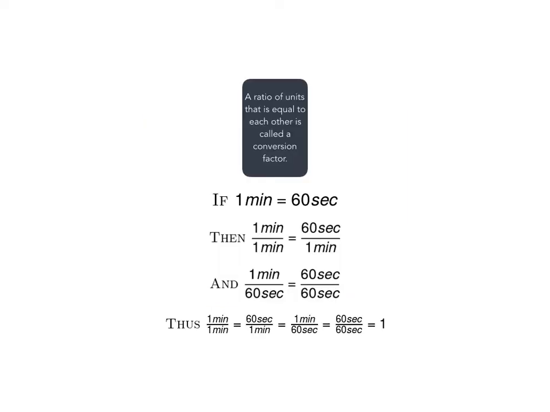Now, a ratio of units that is equal to each other is called a conversion factor. For example, if we take the definition of 1 minute as equivalent to 60 seconds, then if we divide both sides by 1 minute, or if we divide both sides by 60 seconds, the result would be exactly the same. All of these ratios would be equivalent to each other and also equal to 1. Every conversion factor behaves in this manner.